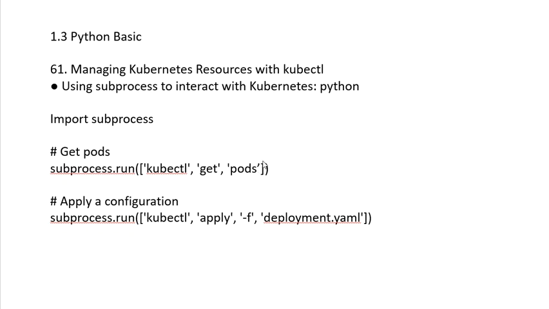Apply for the configurations as subprocess.run(['kubectl', 'apply', '-f', 'deployment.yaml']).